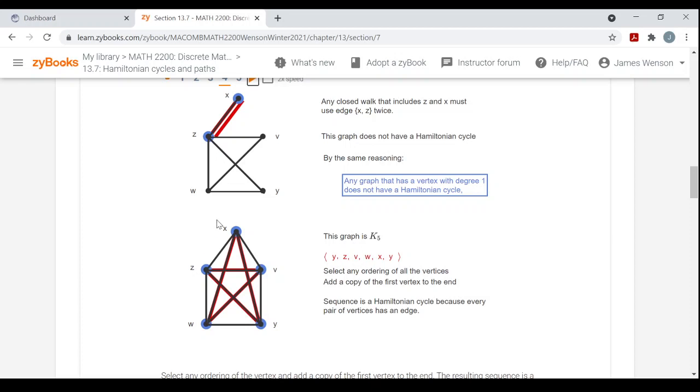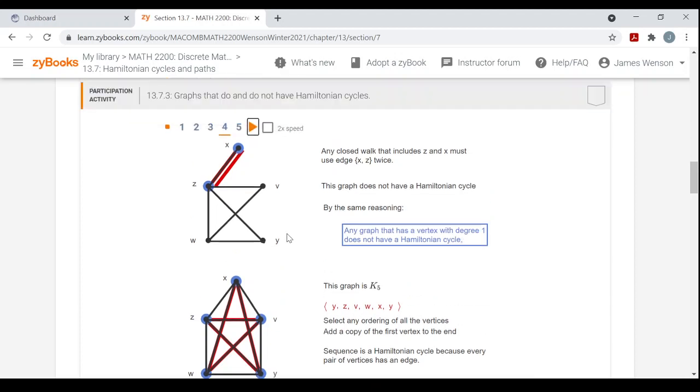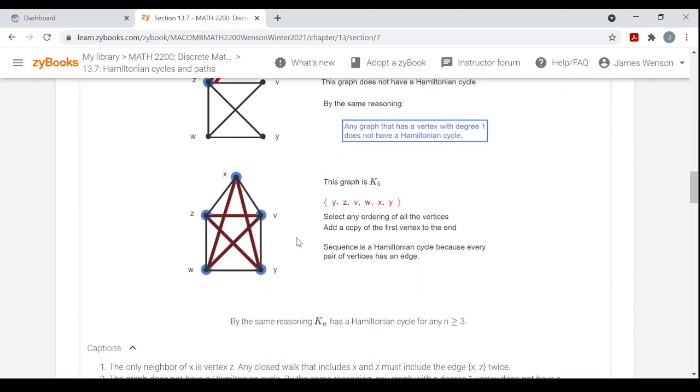Another word for this to remember would be 4-regular. Every vertex has degree 4. And by the same reasoning, every complete graph, K3 or higher, K3, K4, K5, K6, etc., will have a Hamiltonian cycle in it. And remember, if you have a Hamiltonian cycle, then you have a Hamiltonian path as well. Just remove that last vertex from the cycle.